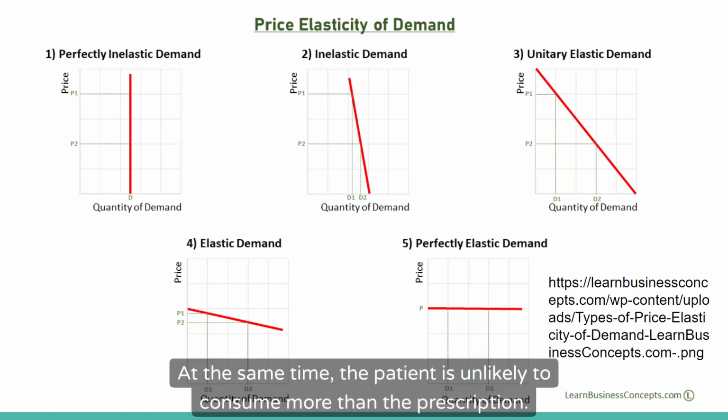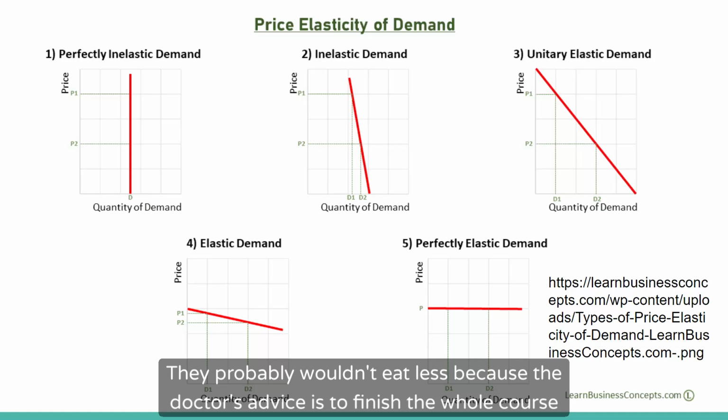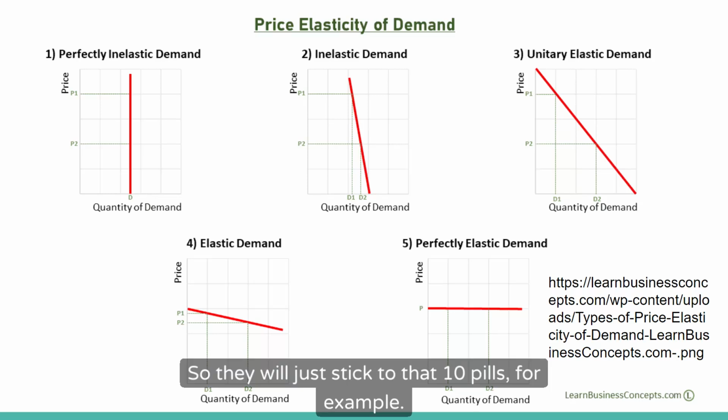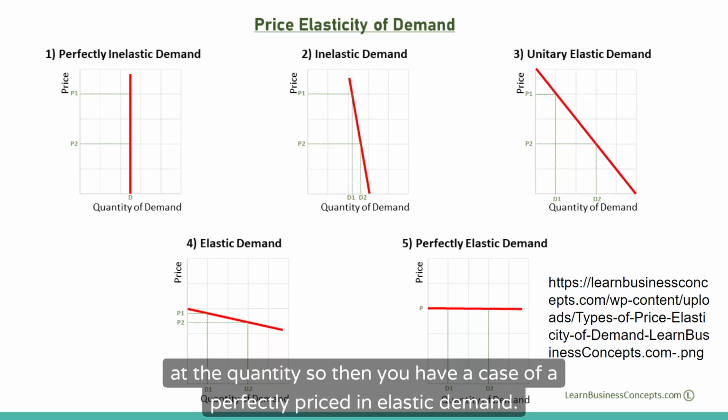At the same time, the patient is unlikely to consume more than the prescription. So they wouldn't eat more antibiotics than the ones prescribed. They probably wouldn't eat less because the doctor's advice is to finish the whole course to get well. So they will just stick to that 10 pills, for example. So regardless of the price, the quantity remains the same. So then you have a case of a perfectly price inelastic demand.